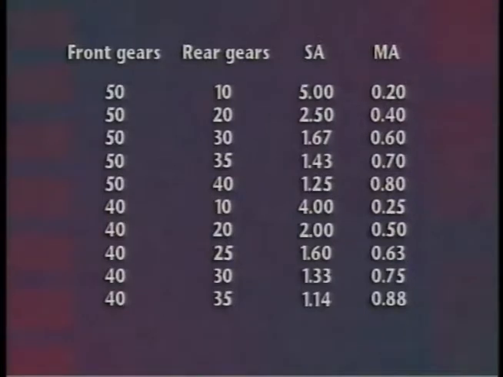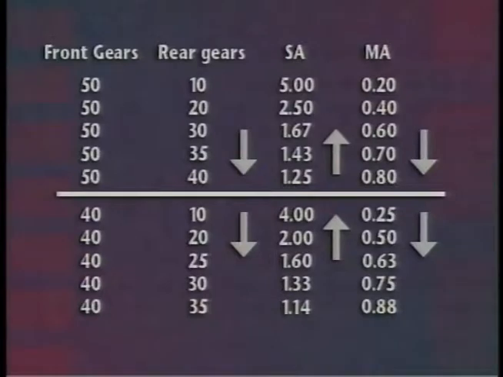Let's apply our first strategy and look for patterns in the table. Scanning the first column, front gears, I notice a change between 50 and 40. At this point, I'm drawing a line. Now, looking at the top part of the table, scanning the rear gears column, I notice that the values increase. As these values increase, SA decreases and MA increases. Looking at the bottom part of the table, I notice the same relationship. As gears increase, SA decreases and MA increases.